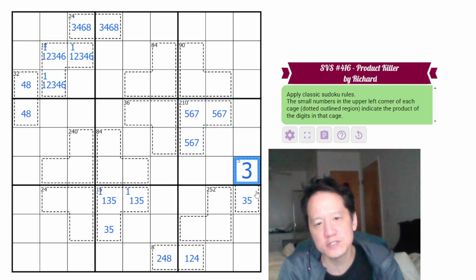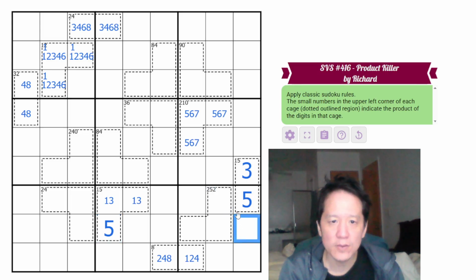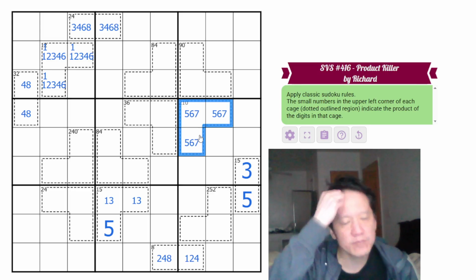Which means this is 3, this is 5, this can't be 5 here. This is a 1-3 pair. Therefore, this is a 5. 5, 6, and 7, yeah. It's 30 times 7, right?